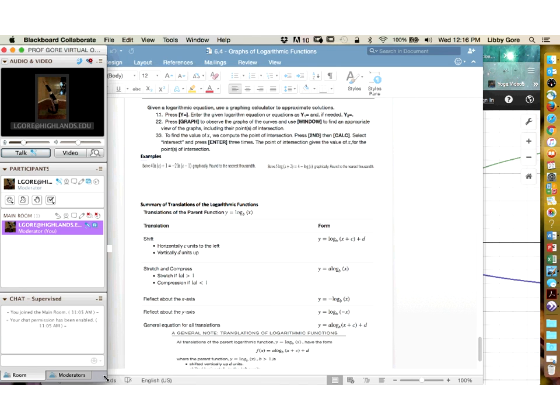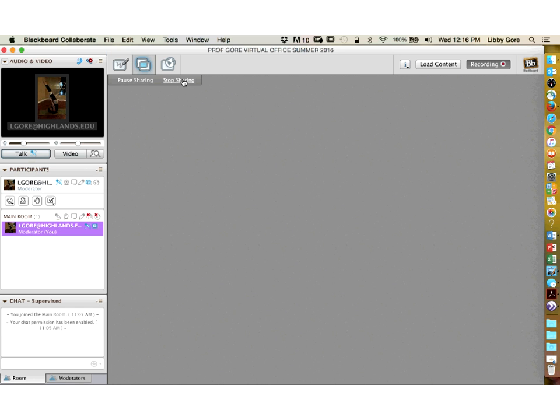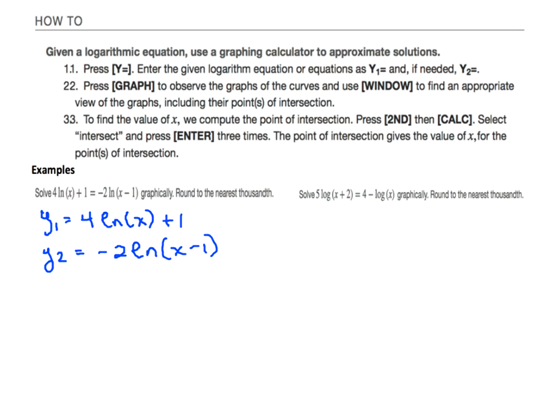So what we're interested in is the x value, because that solves our equation. So in this case, to make this true, it says round to the nearest thousandth. X is equal to 1.339.